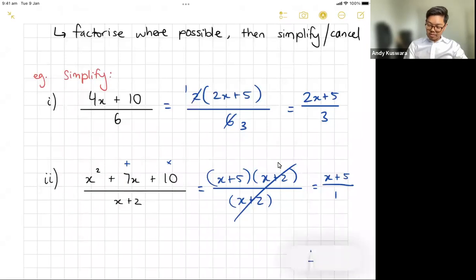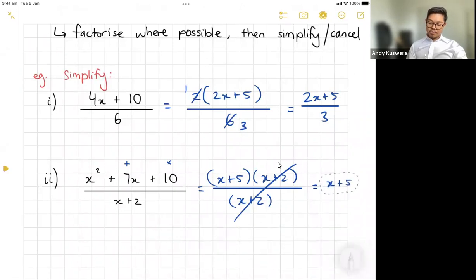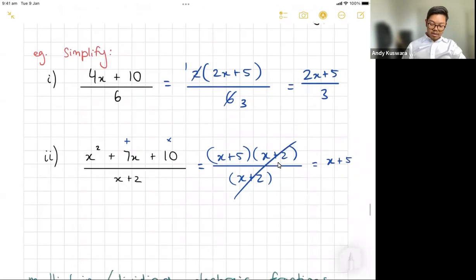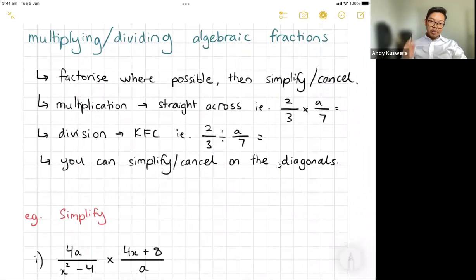Whenever you divide by itself, it'll be 1. So 5 divided by 5 is 1, 10 divided by 10 is 1. x plus 2 divided by x plus 2 equals 1. And anything over 1 is just itself. So the answer for this one here will just be x plus 5. All right. Now, multiplying or dividing algebraic fractions.